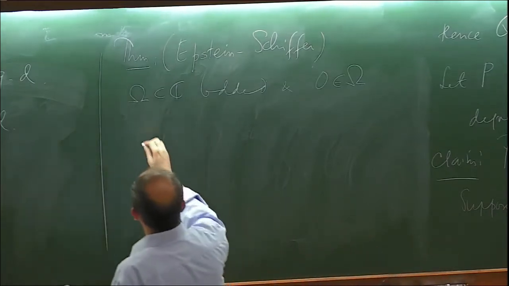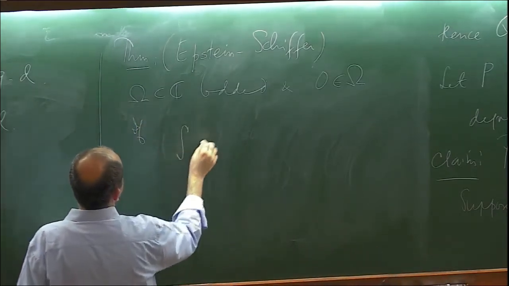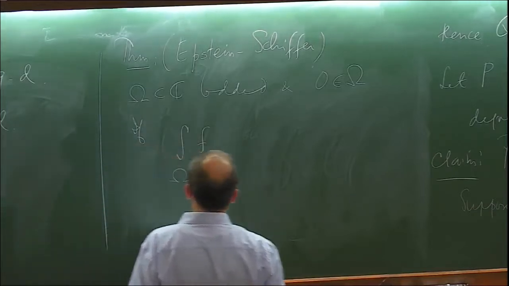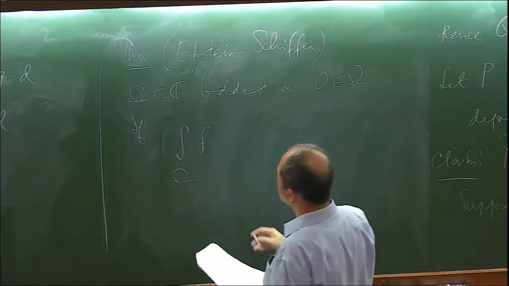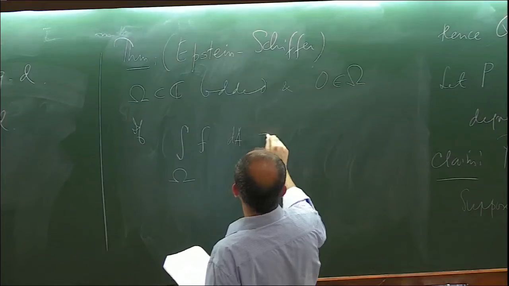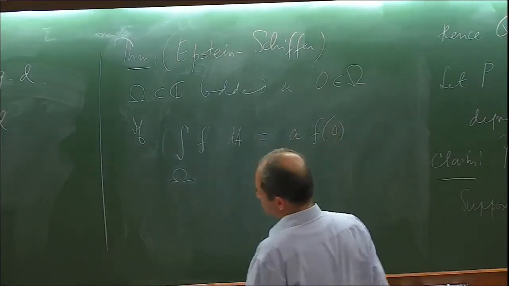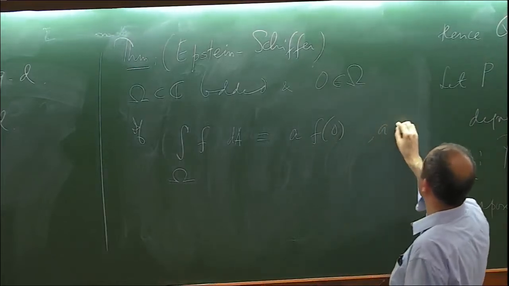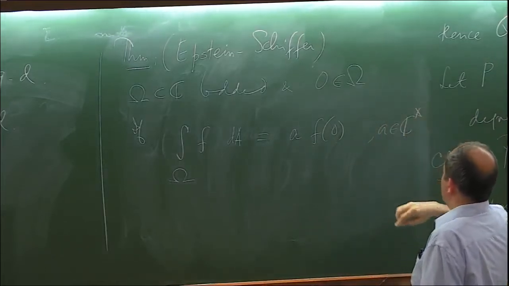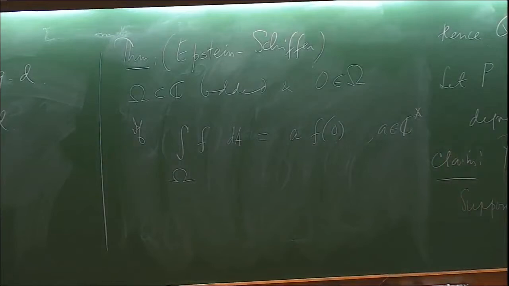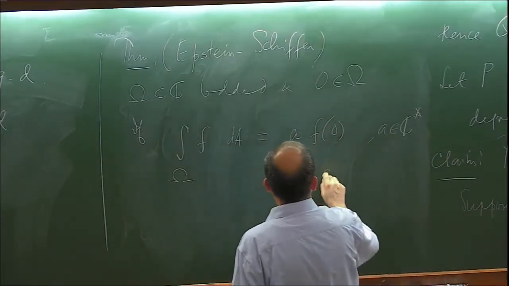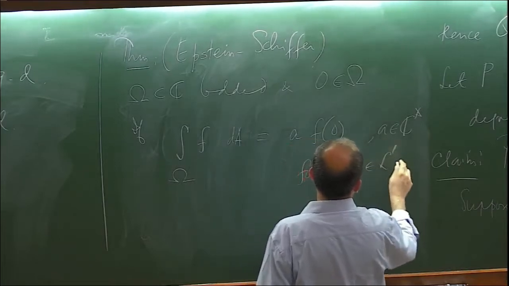And suppose you know that there is a quadrature identity of this kind. So if I take any integrable holomorphic function f on omega, the integral is a constant a times f of 0, some non-zero a. This is true for f in L1 holomorphic of omega.